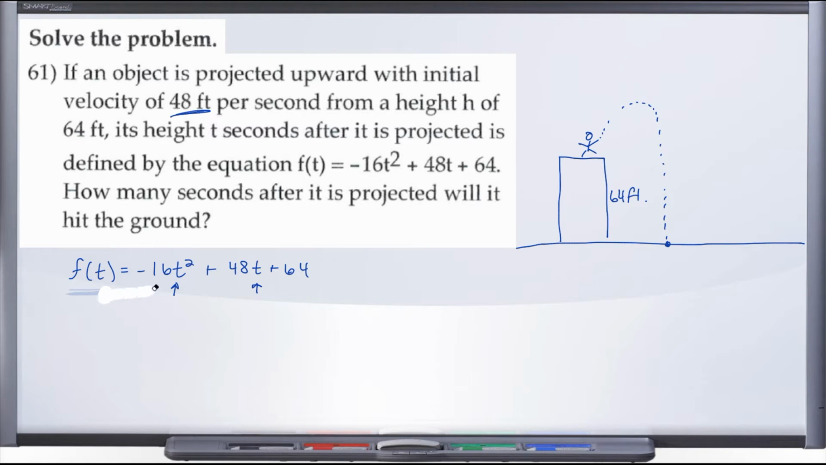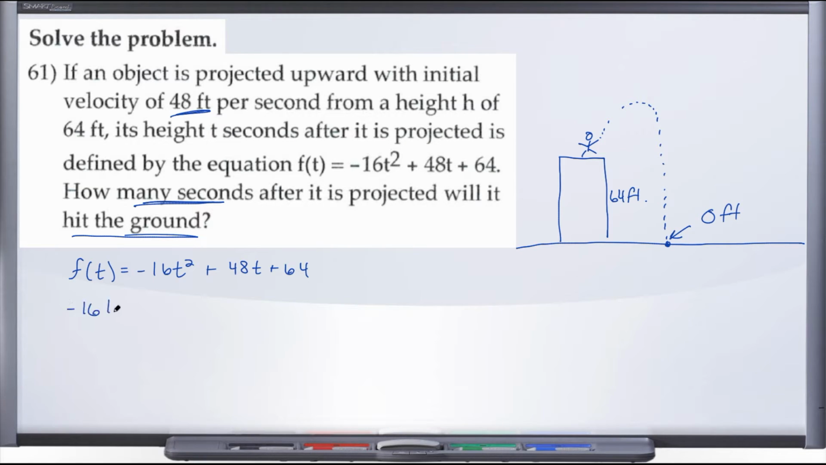But what we're going to do is do it backwards, and first say that we want the output to equal 0, because we want to know how many seconds. So we're going to solve for t. How many seconds after it is projected will it hit the ground? Well, remember, the output, your f of t, is the distance above the ground. So if we're talking about an object hitting the ground, we're talking about an object that is 0 feet off the ground, right? Because it's laying on the ground.